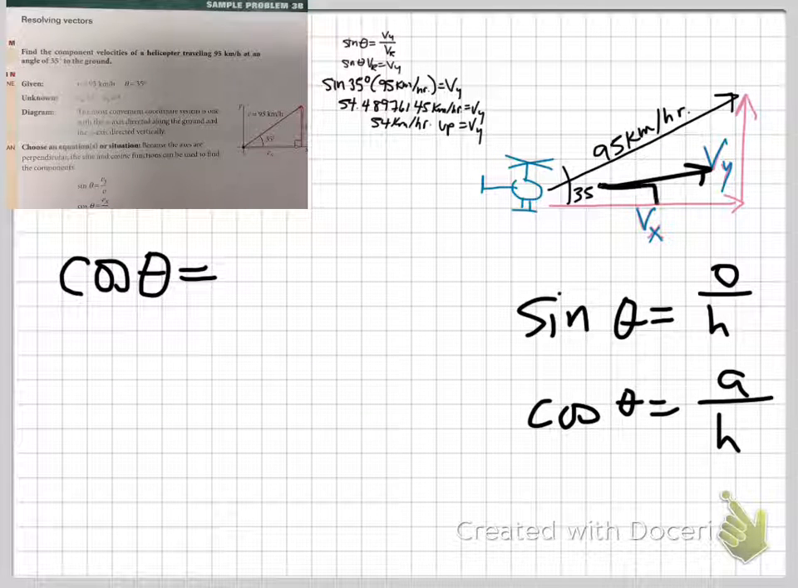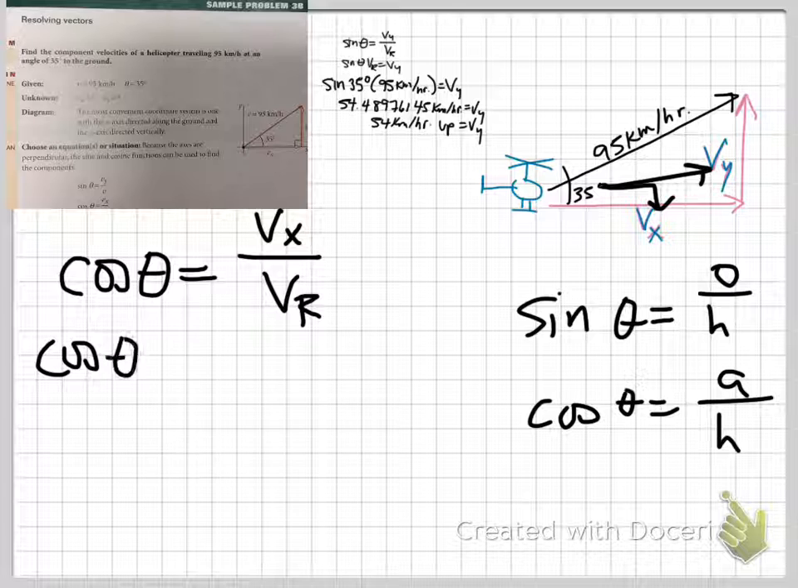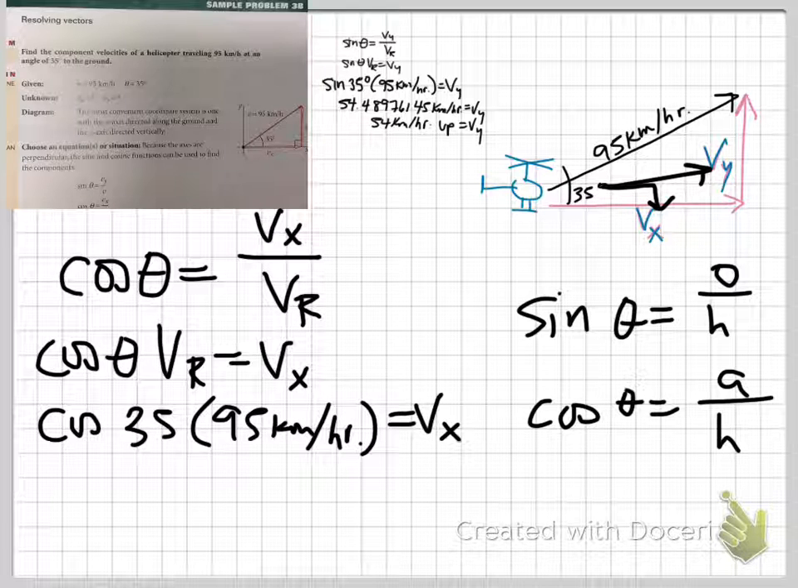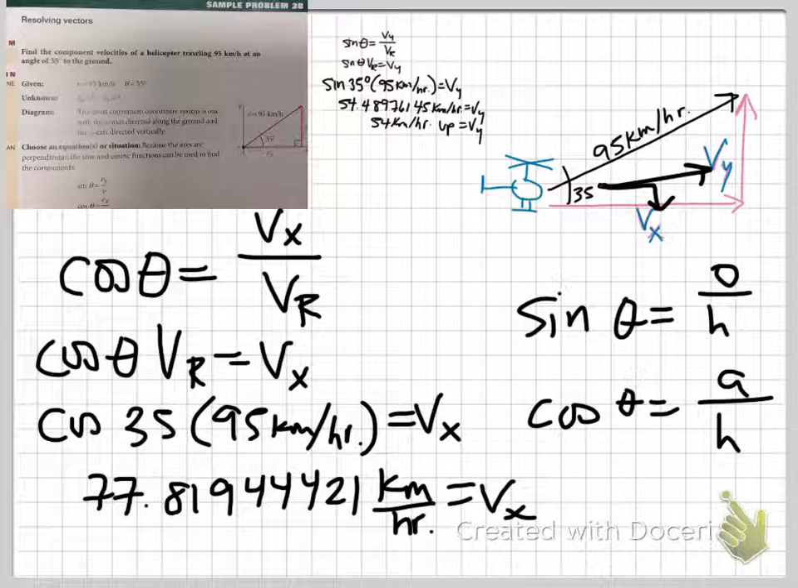Okay, so now I want to find the component of velocity that's on the x-axis. That's adjacent to the angle, so I'm going to use cosine. And I know that cosine of theta is equal to v sub x over v resultant. Cosine theta times v resultant equals v sub x. Cosine of 35 times 95 kilometers per hour will give us our v sub x. My raw answer for v sub x, 77.819, and so on.